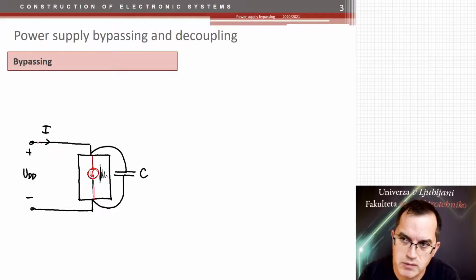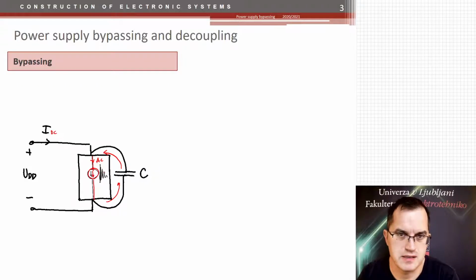So we have a stable voltage here, we have a DC current flowing here, but the AC part of that current, the high frequency part of that current, is then supplied from this capacitor. This capacitor actually provides a very short bypass for that current. That's why it's called a bypassing capacitor.